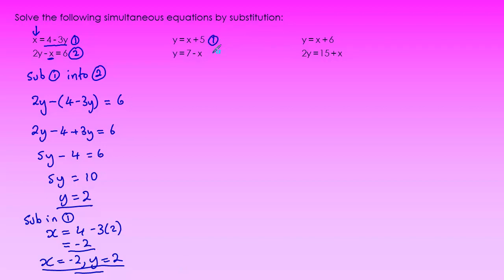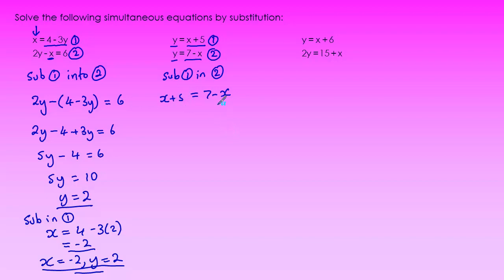Now here we have equation 1: y is x plus 5, equation 2: y is 7 minus x. Note that both equations are y equals. So if y equals this and y equals this, then these must be equal to each other. So let's say that that's sub 1 in 2. We're going to write down equation 2, but instead of y on this side, I'm going to put x plus 5.